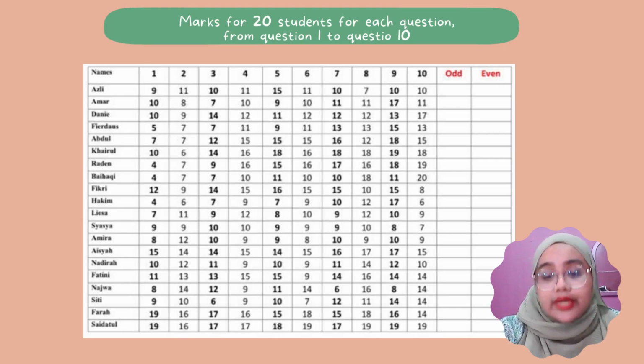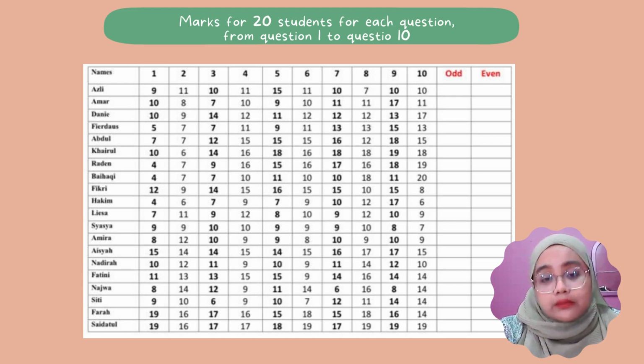After you read the question, first of all, you must find the marks for 20 students for each question, from question 1 until question 10. For example, Azli gets 9 marks for question 1, 11 marks for question 2, 10 marks for question 3, 12 marks for question 4, 15 marks for question 5, 12 marks for question 6, 11 marks for question 7, 7 marks for question 8, 11 marks for question 9, 10 marks for question 10.